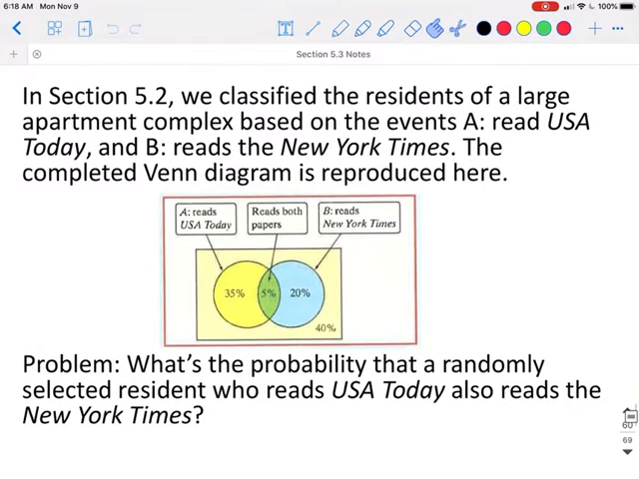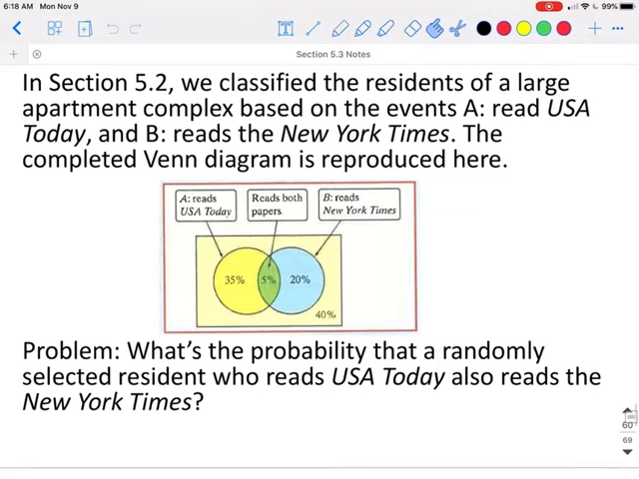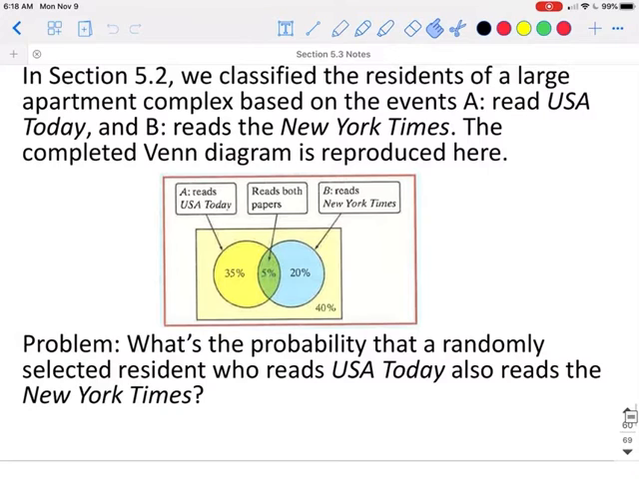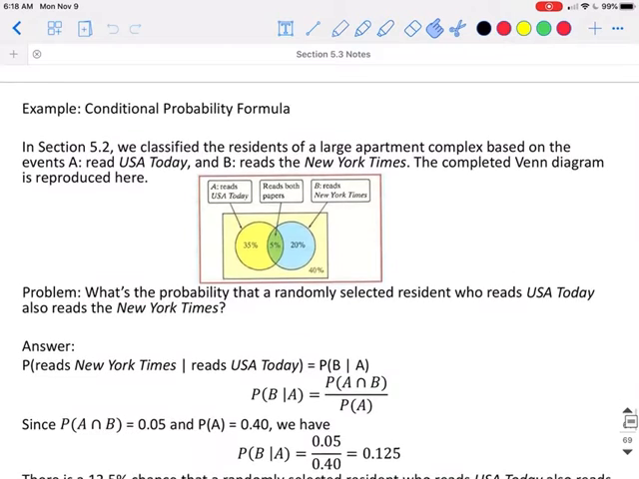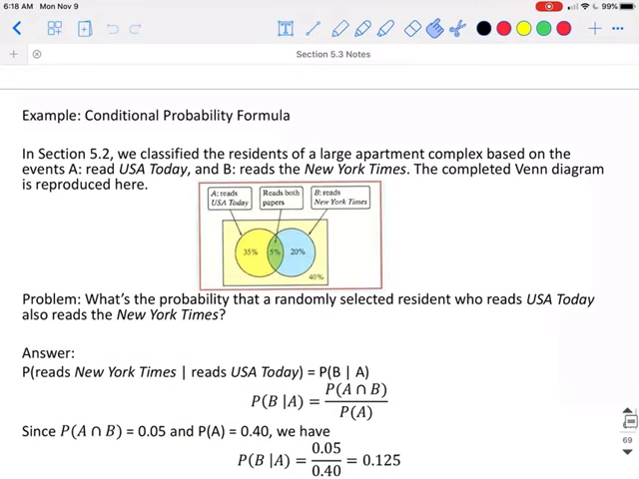So in section 5.2, we classified the residents of a large apartment complex based on events A, they read the USA Today, and event B, they read the New York Times. The completed Venn diagram is reproduced here. So what is the probability that a randomly selected resident who reads the USA Today also reads the New York Times? So we're trying to find the probability that they read the New York Times given that they read USA Today.